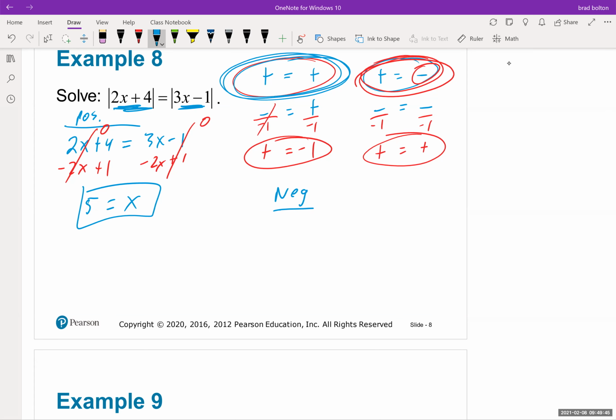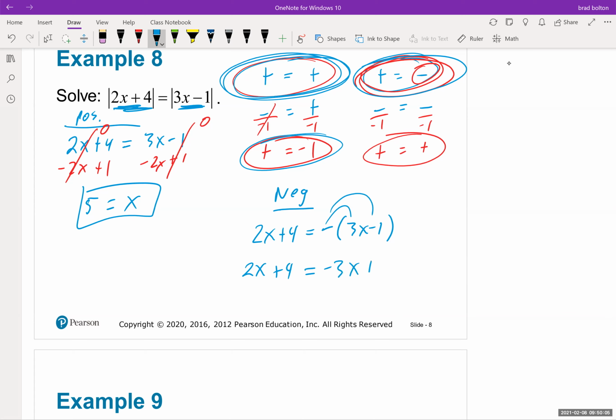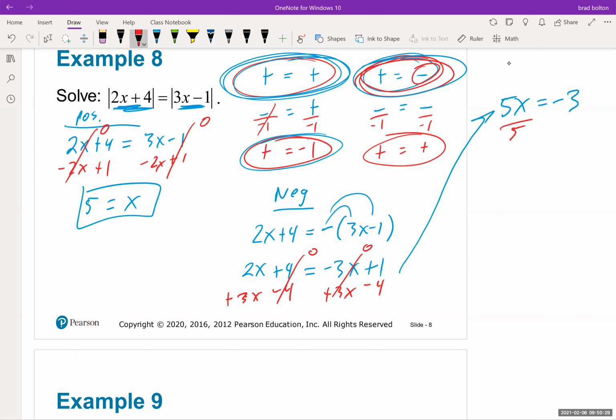Then over here for the negative version, we're going to do 2x plus 4 equals negative, and all I'm doing is this one now right here, guys. Negative 3x minus 1. But you have to distribute that minus sign. So this becomes 2x plus 4 equals negative 3x plus 1. All right. So now we're going to subtract 4, add 3x. This is gone, becomes 0. This is gone, becomes 0. So let's see what we have over here. We end up with 5x equals negative 3. Divide both sides by 5. So this will be x equals negative 3 over 5. Okay, so now our solution set is -3/5, comma 5.